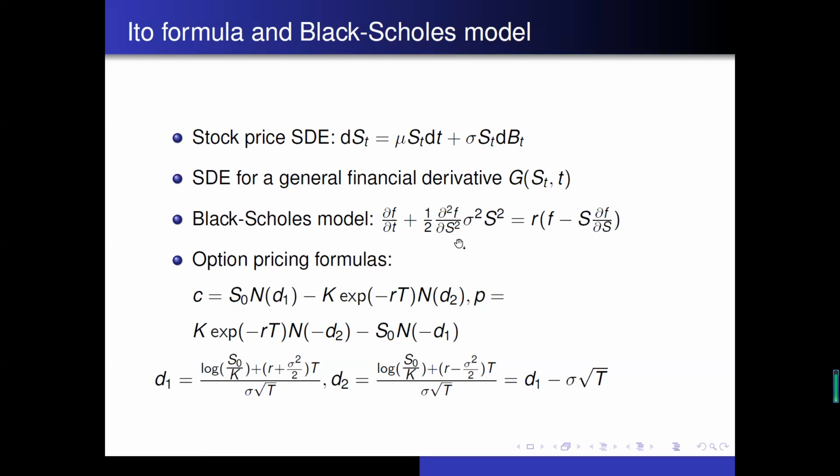Next, for evaluating the differential equation satisfied by the option, we have the Black-Scholes model. So note here that the right-hand side, f minus S partial f partial S, is a risk-free portfolio. So we are always expecting to earn the risk-free interest rate r from this risk-free portfolio. And the left-hand side is the increment of this portfolio with respect to delta t.